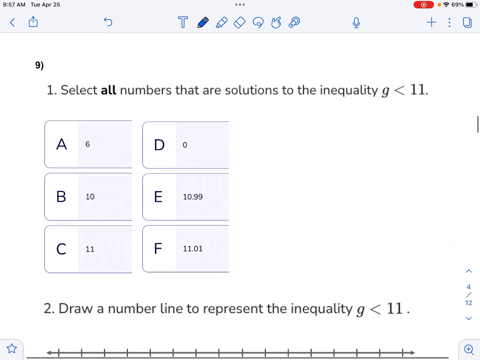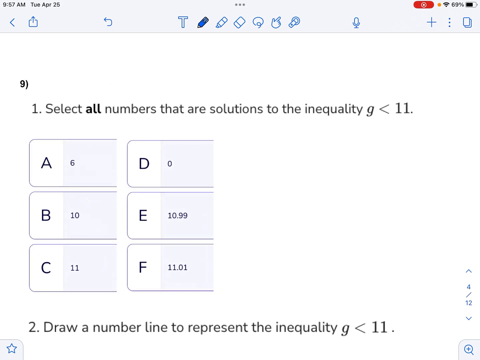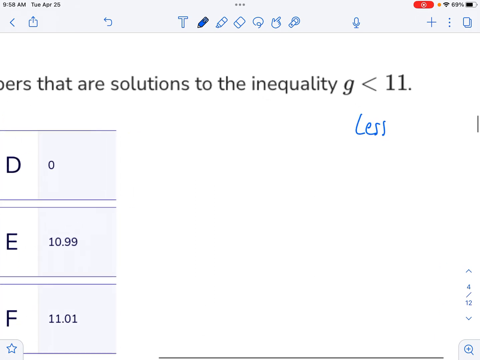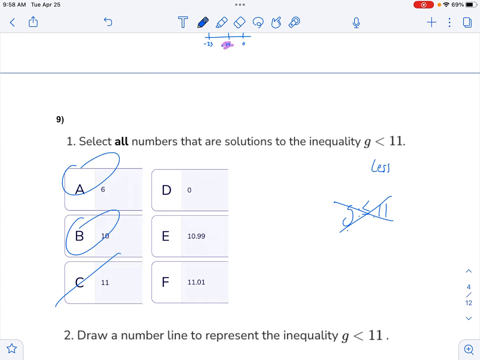It helps. Select all the numbers that are solutions to the inequality g is less than 11. So is 6, and I'm just going to plug the number in for g. Is 6 less than 11? Yes. Is 10 less than 11? Yes. Is 11 less than 11? No. It's exactly 11. I would circle it if it said g is less than or equal to 11, but it doesn't say that. It says it has to be less.